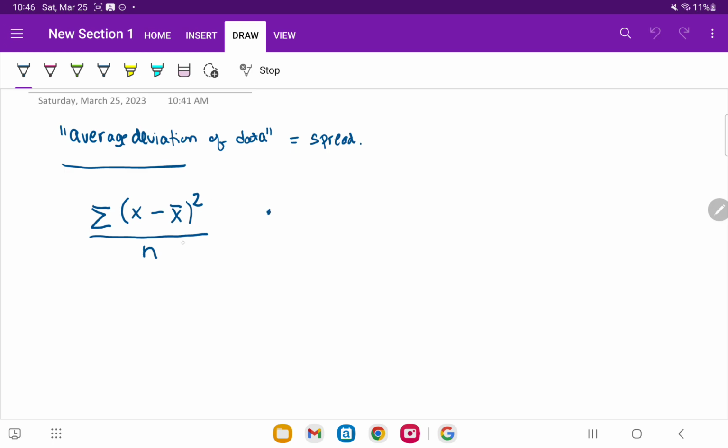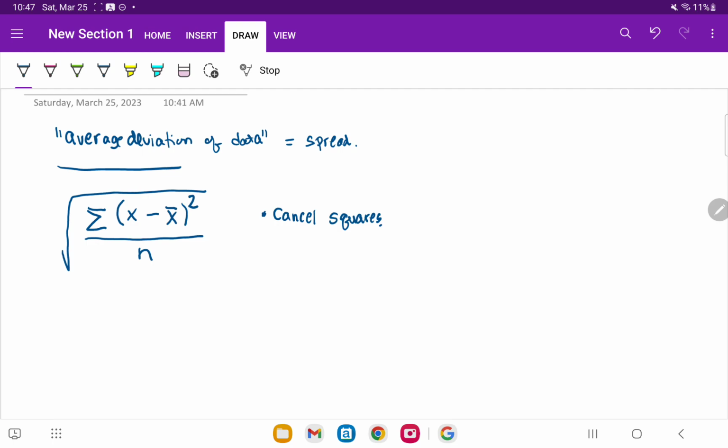First of all, we want to cancel out the squares. So to do that, we're going to take the square root. So that's the first thing that we do. Now, this does not give me exactly the same thing as if I were to take the square root of each number, of each deviation. Okay, but this is how we do it. It gives me a slightly different number. So the square root does that.